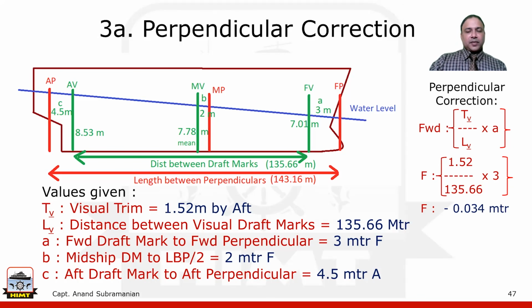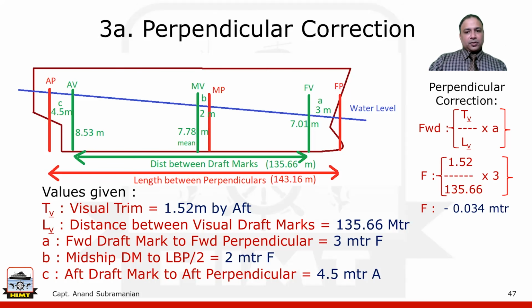And now why is the sign minus? The sign is minus because if I stand in front of the visual draft mark, the perpendicular is located forward and the vessel is trimmed towards the stern. The location is forward and the trim is aft. Signs are opposite, that is why the negative sign.